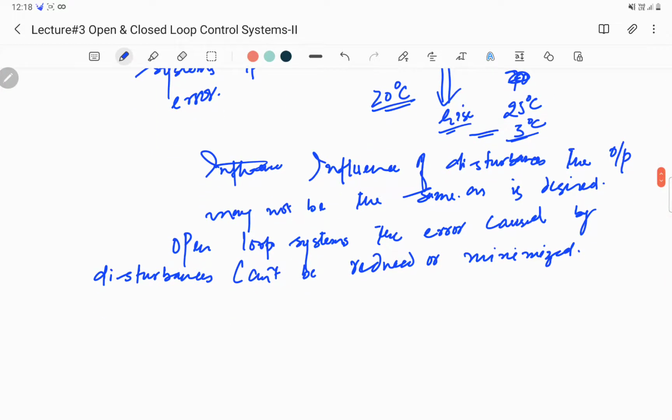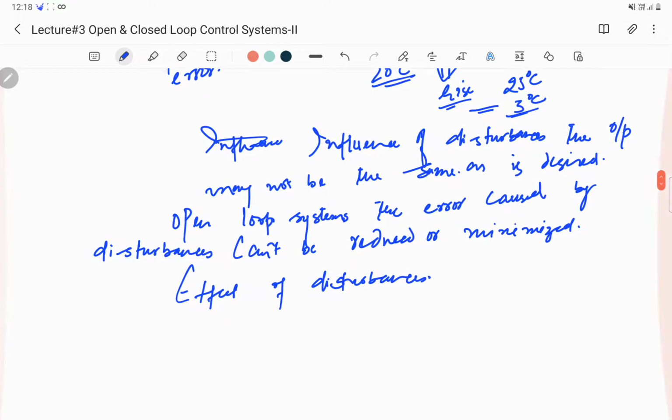In order to avoid the effect of these disturbances, we use closed loop control systems. So the problem of open loop systems is being tackled by closed loop control systems. Now let's again take a generalized form of block diagram of a closed loop system.